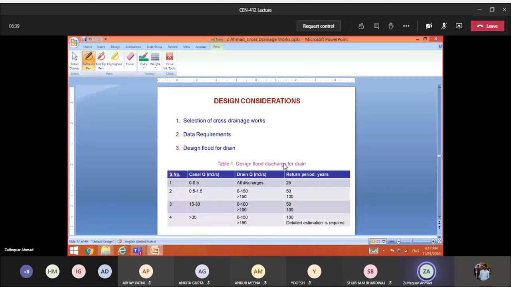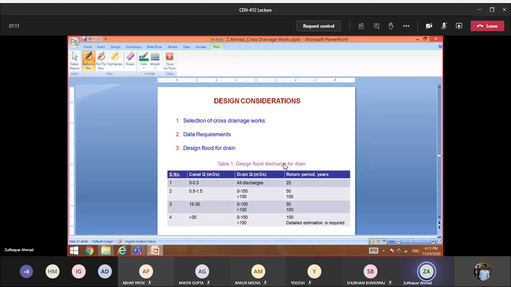Now coming to the design considerations, there are two things that are to be crossed. Okay, one is the canal, another one is the drain. There may be crossing of two canals also, if those canals have different sources of water, I mean different heads available, or maybe the same source and there is some lift irrigation or lifting of the water. In that case, there may be a crossing.